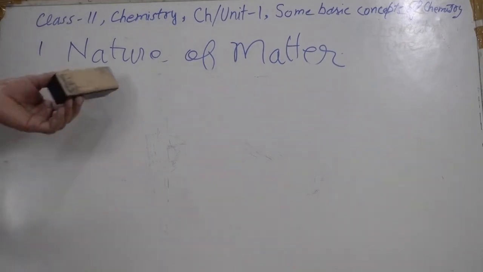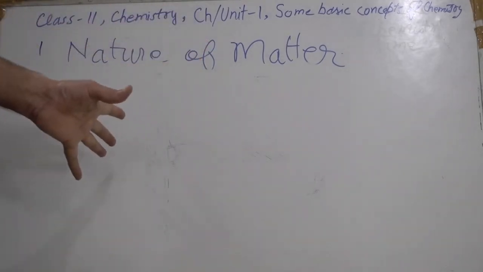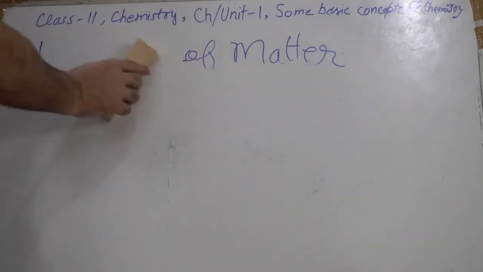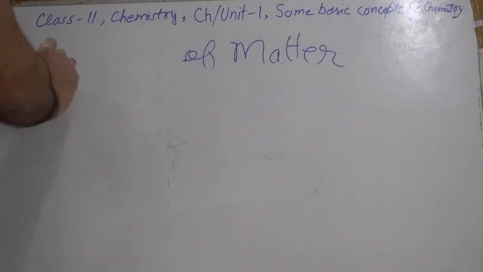So we are discussing the nature of matter. We just discussed one property, that matter has mass. First we discussed the nature of matter. Now at number 2 we discuss states of matter.